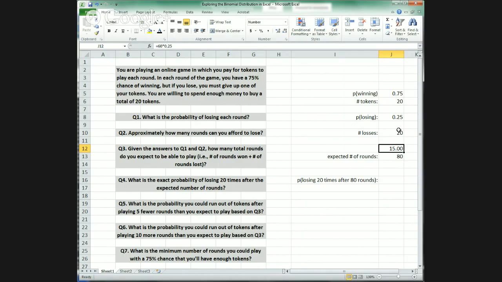So you can just keep guessing up. You could then do 75 times the probability of losing. Then I would expect to lose 18.75 times. So then I could go up to 80 and do 80 times 0.25, which is again the probability of losing. Then I would get 20, and that's exactly how many rounds I can afford to lose. And so I know that the number of rounds that I can expect to play is 80. So that's 3 different ways of thinking about how to figure out the expected number of trials or rounds that you can take.